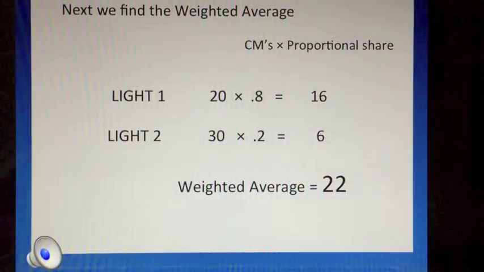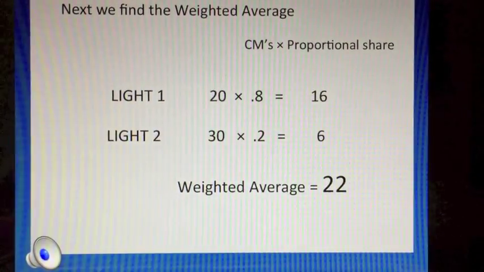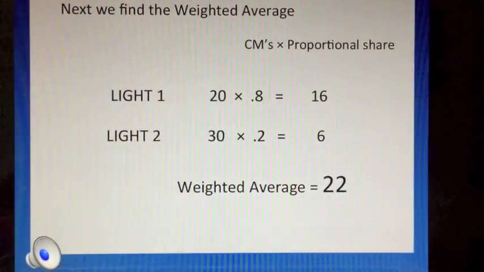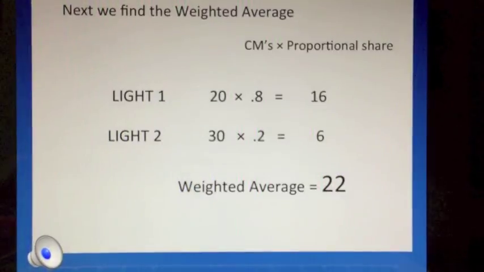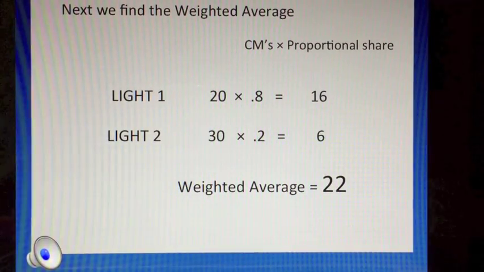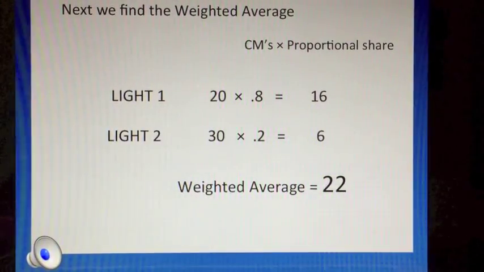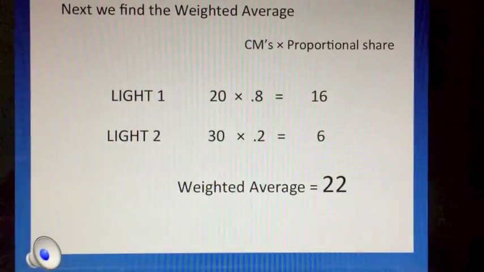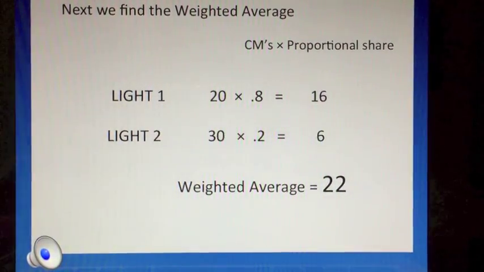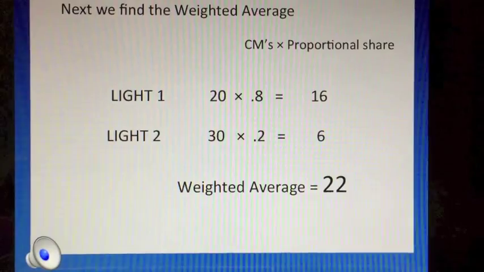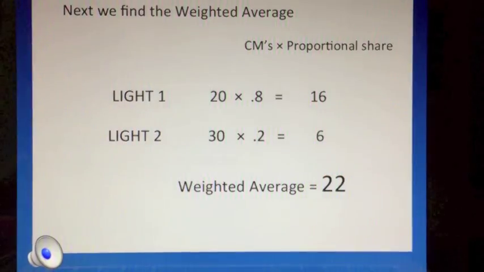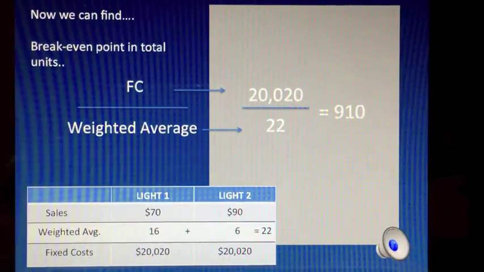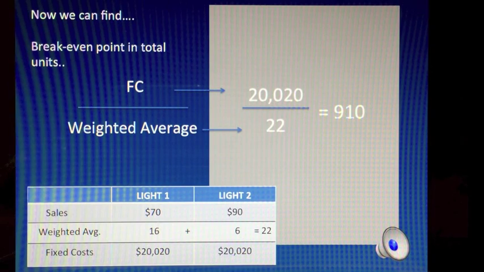Now that we have the contribution margins of each product, we can find the weighted average. To calculate the weighted average, we multiply the contribution margin by the proportional share of the product. So for light 1, we multiply the contribution margin of 20 by the proportional share of 80%, or 0.8. We'll do the same for light 2, so 30 multiplied by the proportional share of 20%, or 0.2. The weighted average is the sum of the two answers. So here we have the weighted average of 16 plus 6, which is 22. Oh, so our break-even point is 22.